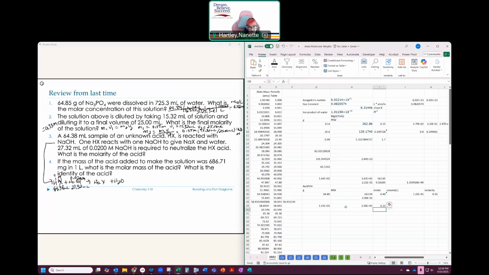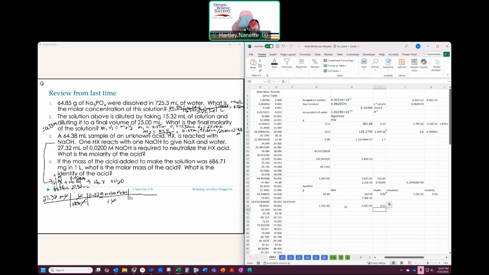Now I always start with what I know the most about. So I'm going to start with my information about the NaOH. And I always start with that volume. So 27.32 milliliters. Now, since I know that this is in moles per liter, I'm going to convert that from milliliters to liters. So there's 1,000 milliliters in 1 liter. That cancels the milliliters. And then I'm going to multiply that by the molarity, the 0.0200 moles of NaOH in 1 liter of NaOH. Now cancel the liters. I now have moles of NaOH that I'm working with.